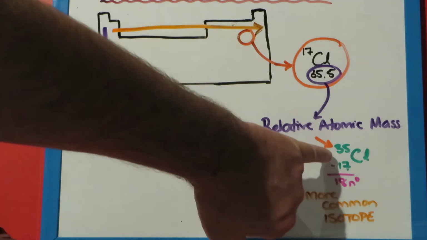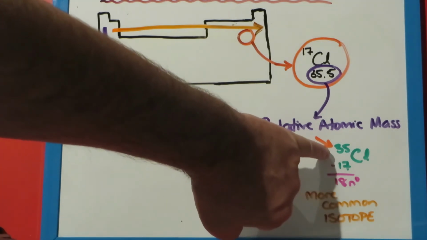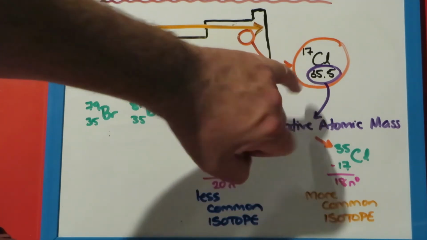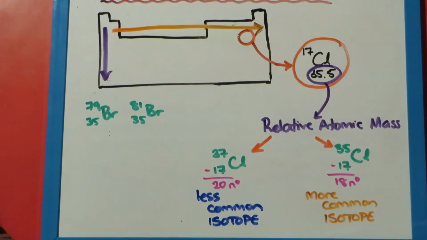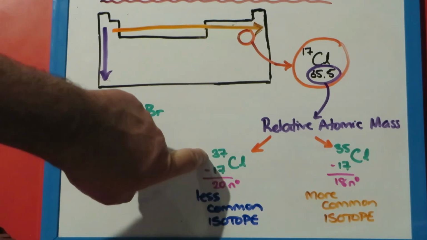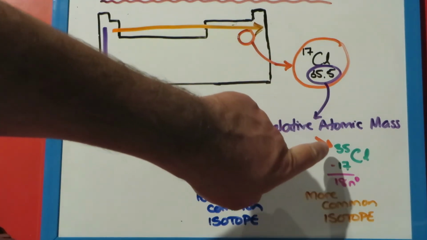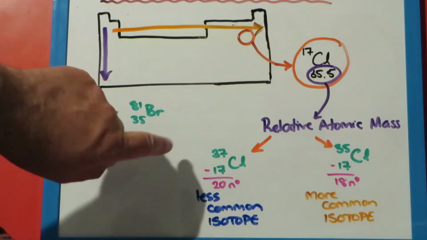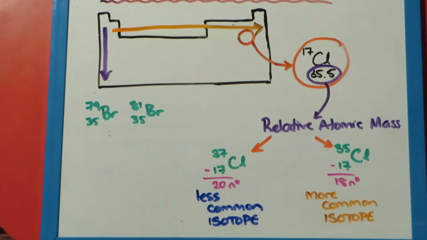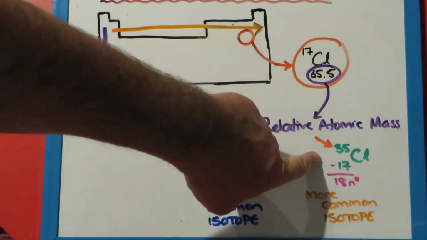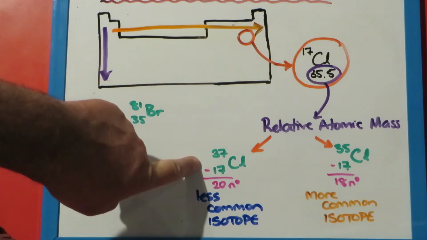Now, because chlorine with a mass of 35 is closer to 35.5, we know this is the more common, the more prevalent isotope. Because 37 is a lot further away from 35.5 than 35 is, we know this one, while it exists in a good amount, is less common. We find that it's about a 3-to-1 ratio. For every 3 of these, we'd find 1 of these.